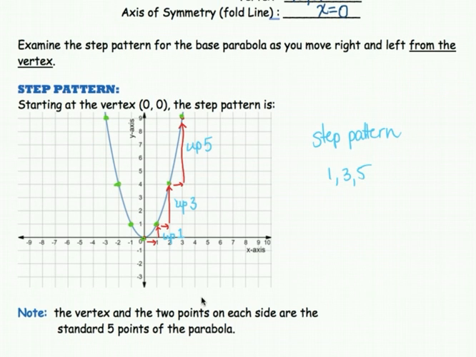Okay, so when you have the vertex and a couple points, so we have 3 points on each side of the vertex, those are good points to graph on the parabola. Okay, so 5 standard points. If in the future I ask you to graph a parabola with 5 nice points, that's what I always want to see. I want to see the point that's the vertex, and then a couple nice ones on the right side of the vertex, and then the left side of the vertex here.